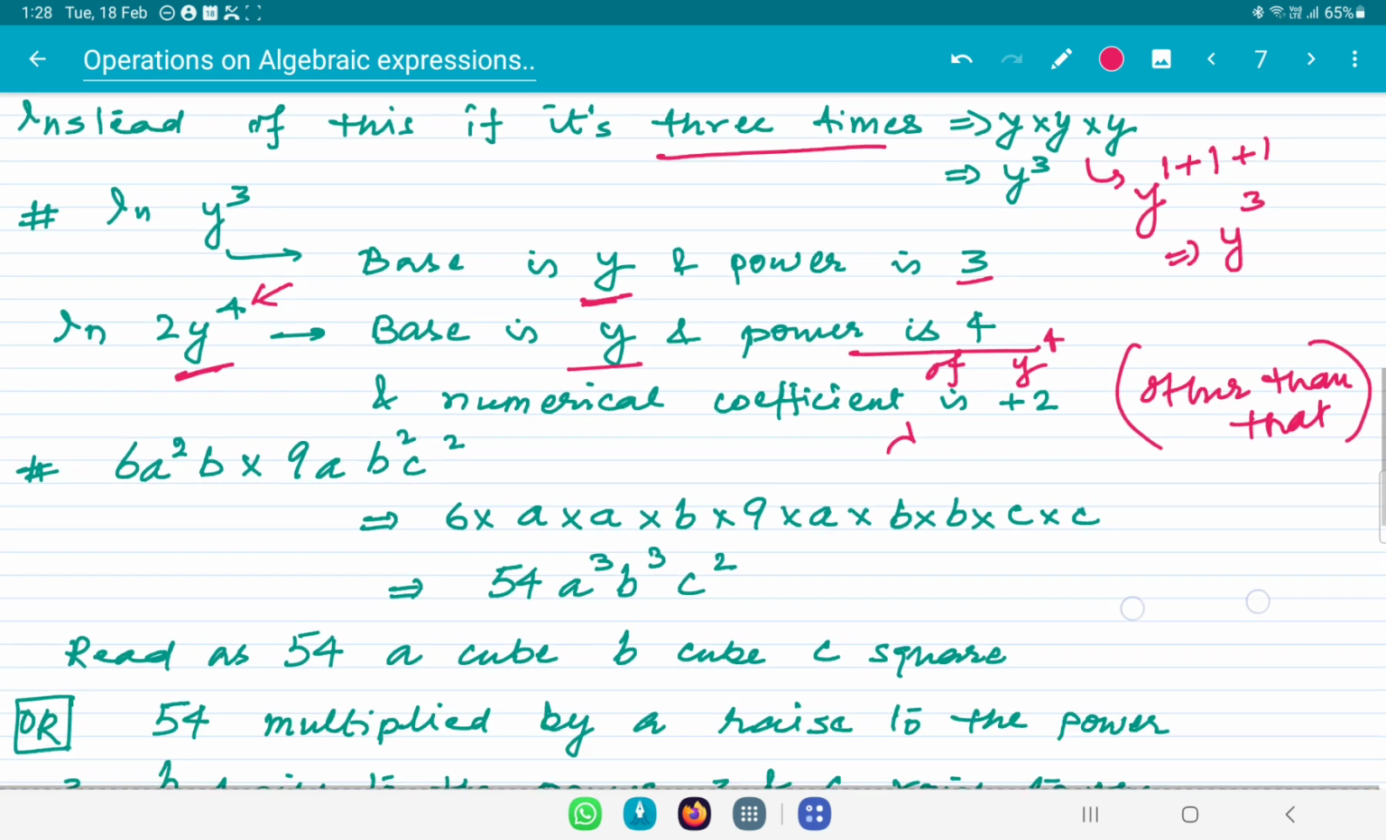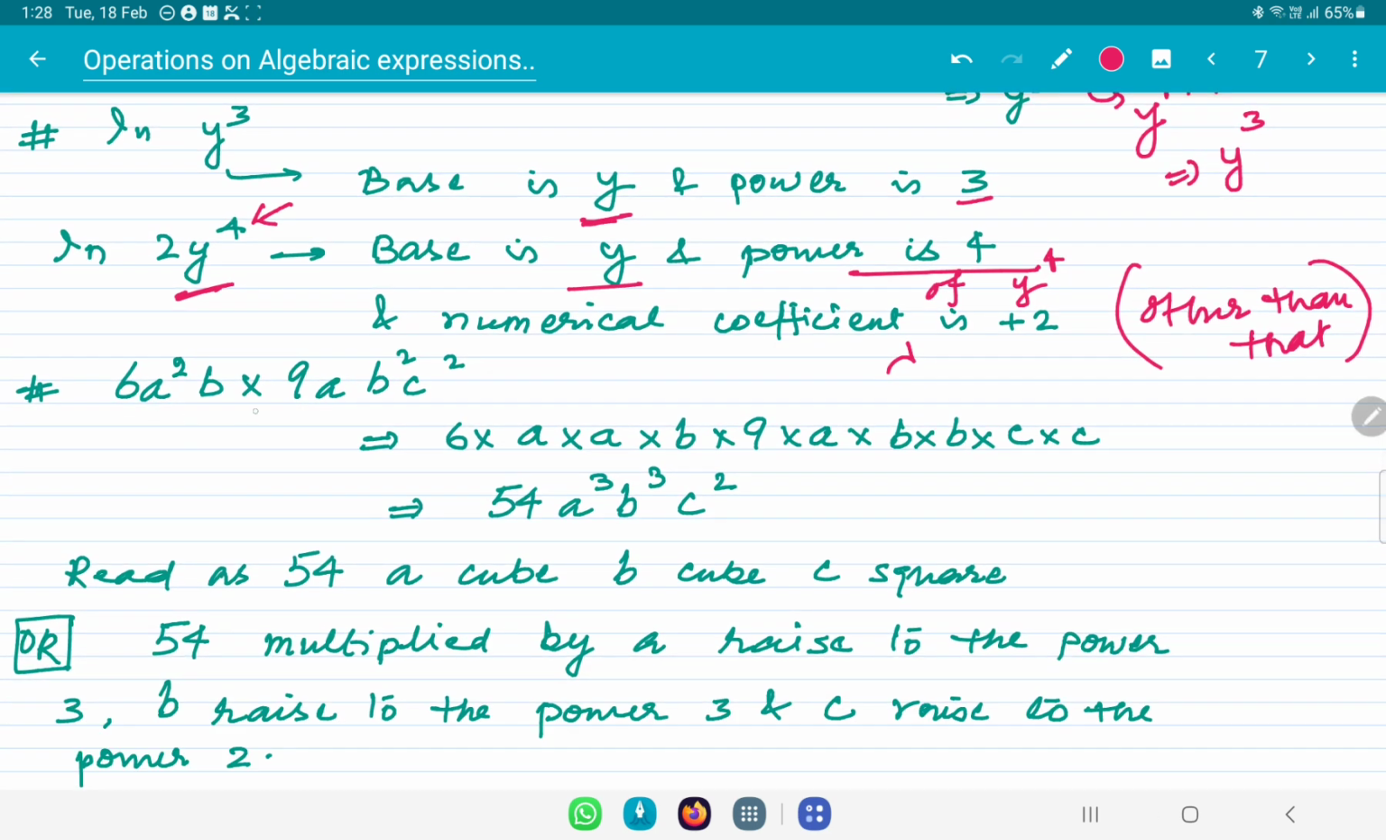Now see further. 6a square b multiplied by 9ab square c square. So this is your expanded form. Okay, you can see it is the expanded form.